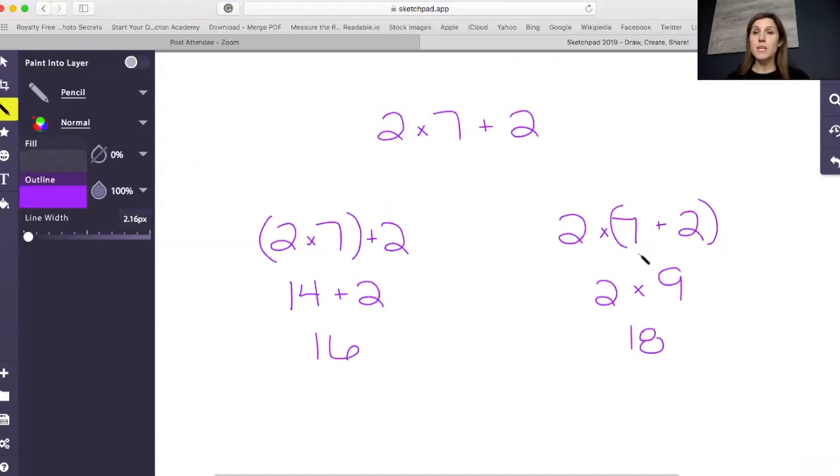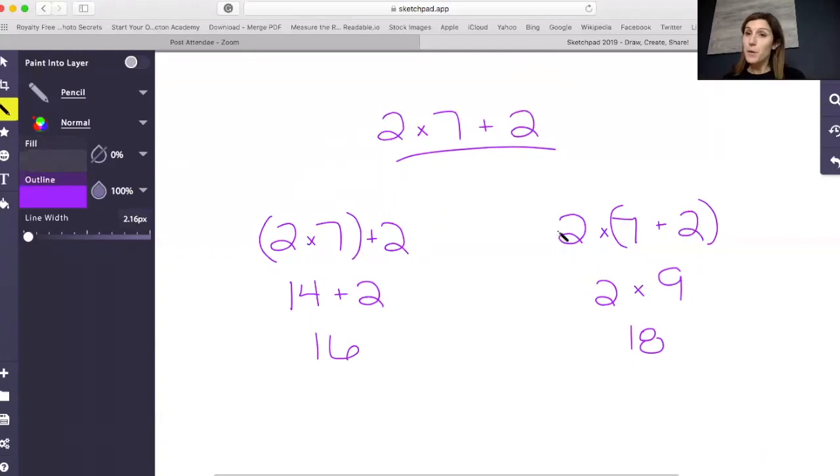So whenever you're working on a two-step problem, there are going to be parentheses in it to show you what to do first. This problem up here, I don't yet know the rules for which part to do first. So I have to rely on the parentheses.